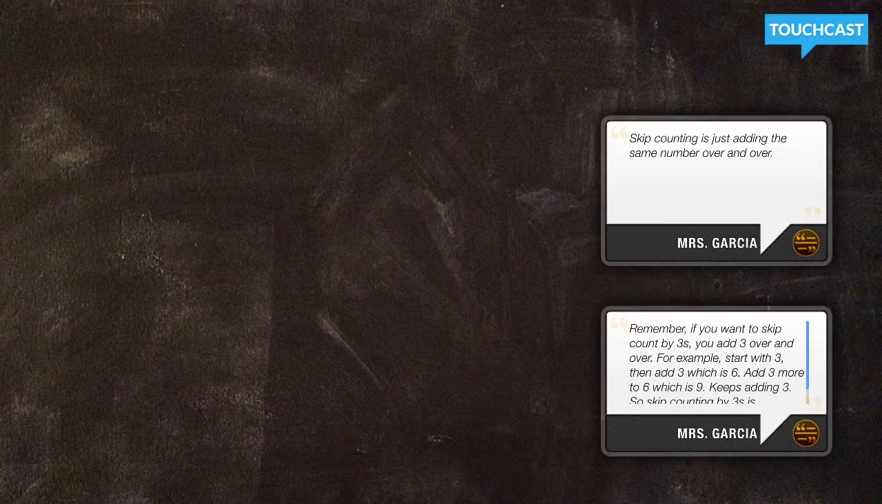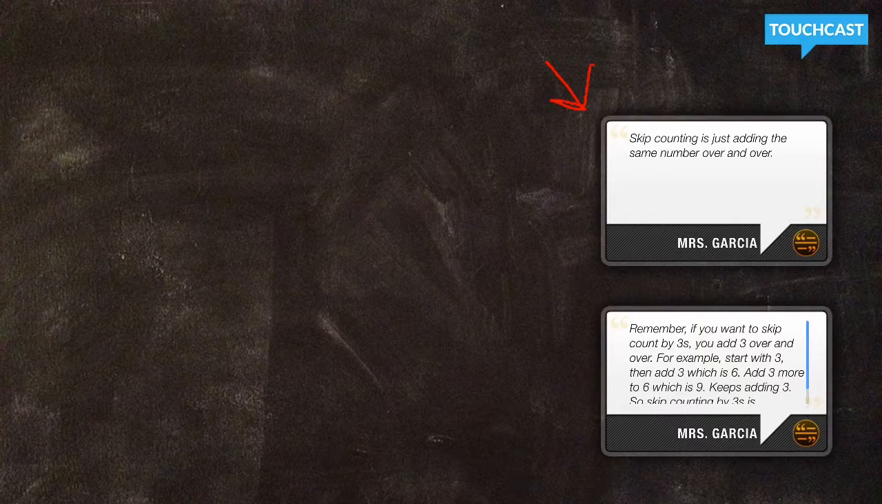Today you're going to learn how to use skip counting to figure out multiplication products. So just a reminder, here we have a definition of skip counting. Skip counting is just adding the same number over and over again.